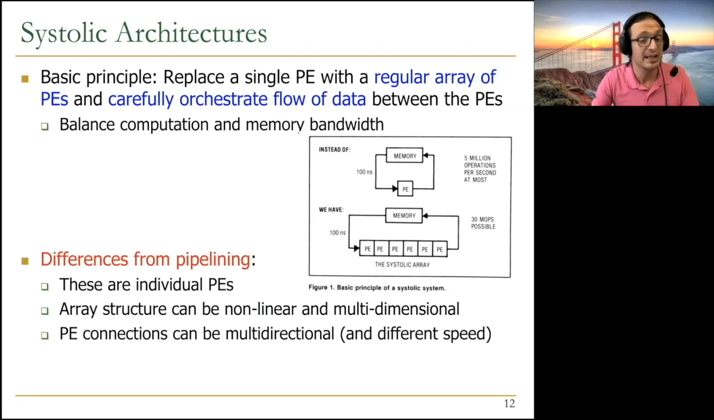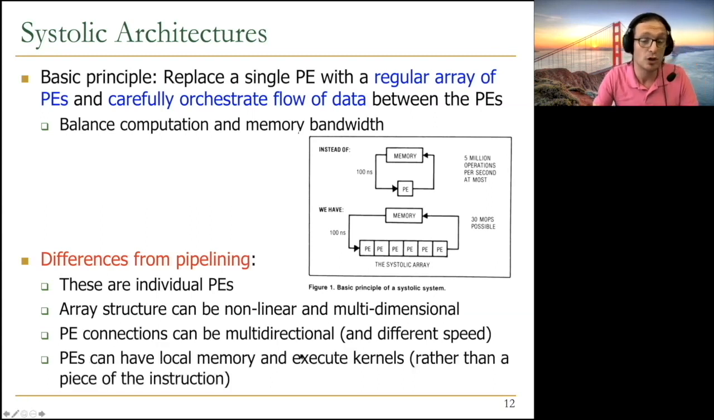And processing element connections can be multi-directional and different speeds because they can communicate with each other. It basically all stems from the fact that these are individual processing elements and they can communicate with each other, as opposed to a pipeline that's designed carefully to really break the instruction processing into multiple cycles. Processing elements can have local memory and execute kernels, basically, rather than a piece of the instruction. And we will see that.